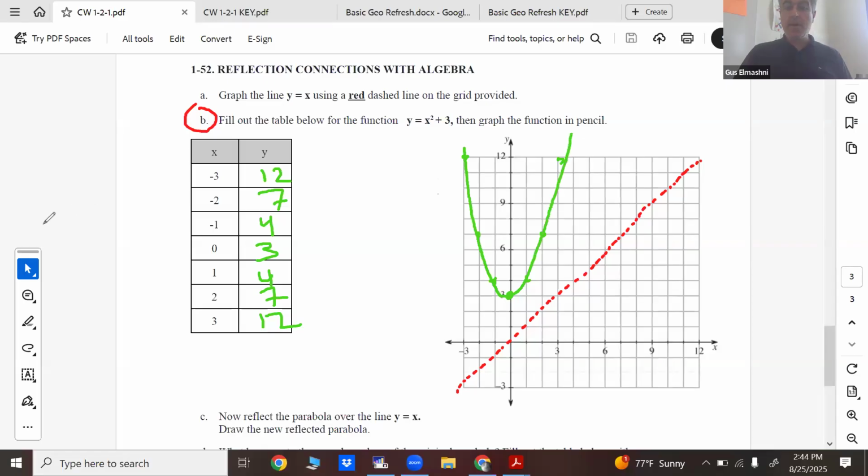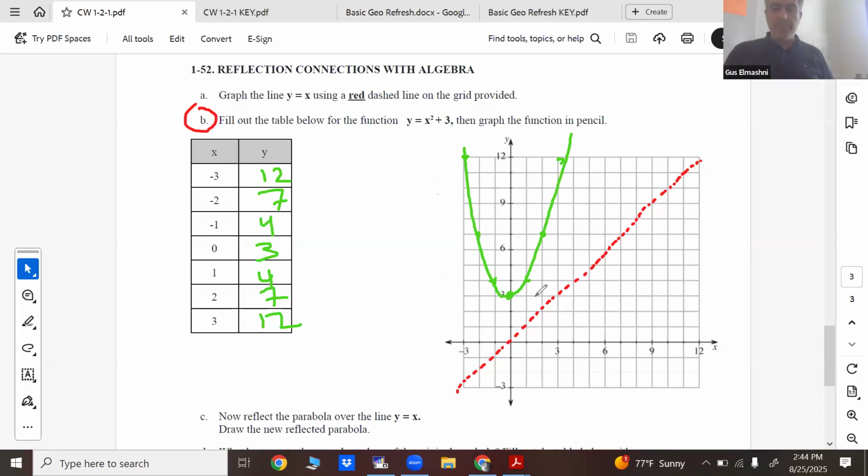Now, if we're very careful here, we have 7 points. Each of those 7 points is reflective about that red dashed line. So if I have a point at 0, 3, what's going to be the reflection of 0, 3 on the other side? 3, 0. Yeah, 3, 0, because you want to maintain the same distance.